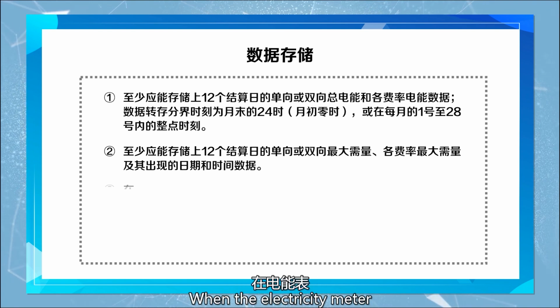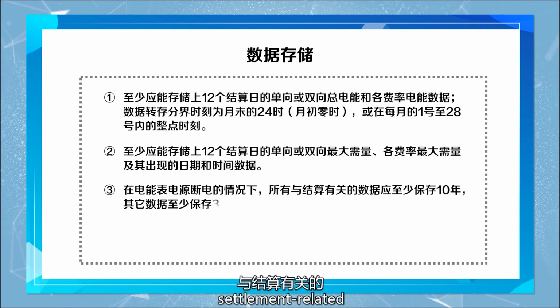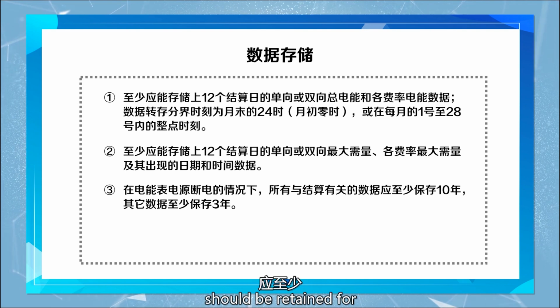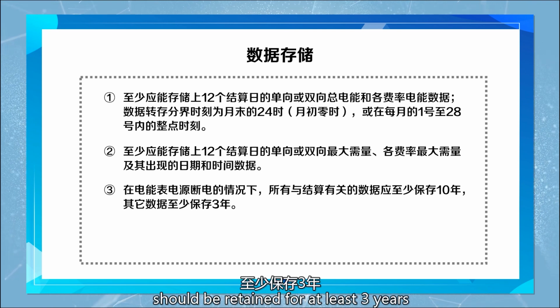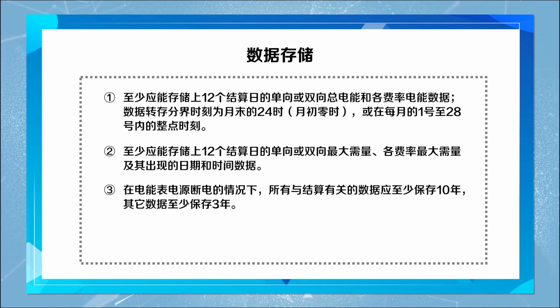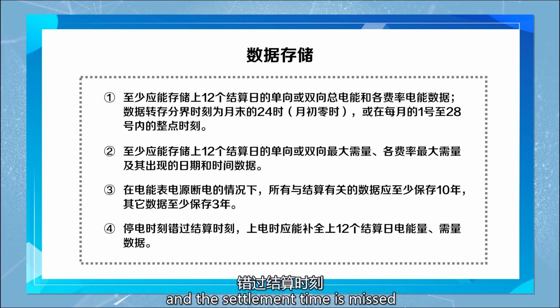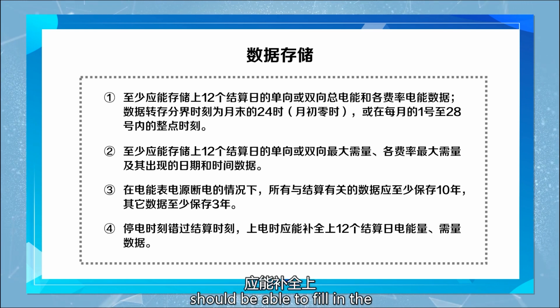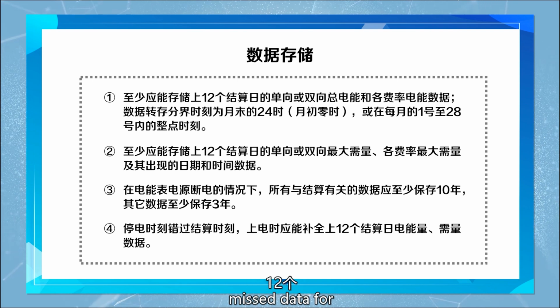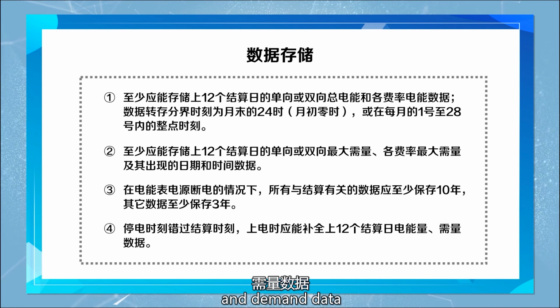When the electricity meter power is cut off, settlement-related data should be retained for at least 10 years. Other data should be retained for at least 3 years. When the power is cut off and the settlement time is missed, then when the power is restored, it should be able to fill in the missed data for 12 settlement days of energy and demand data.